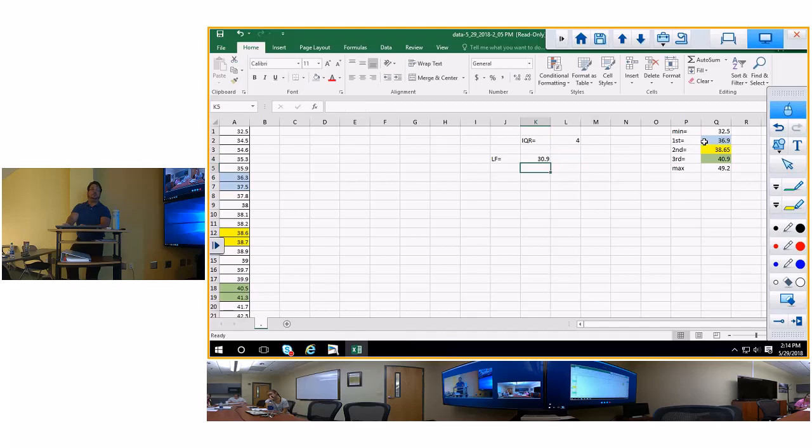All right, check my number. Lower fence, I got 30.9. Upper fence is going to be the third quartile, which will be equal to the third quartile, make sure I get it right, plus 1.5 times the interquartile range. Y'all check me.